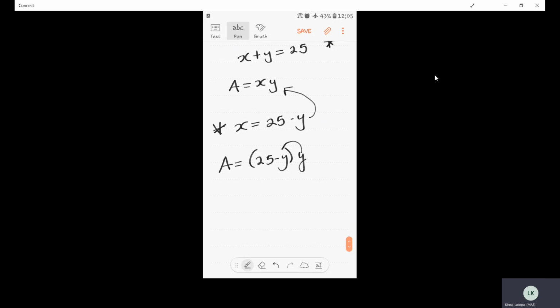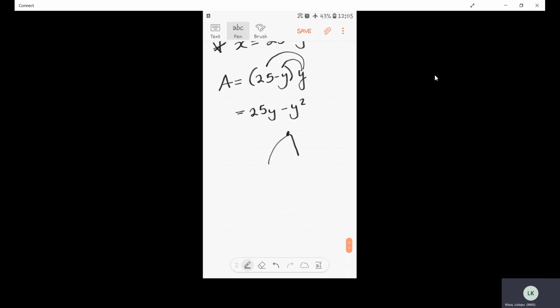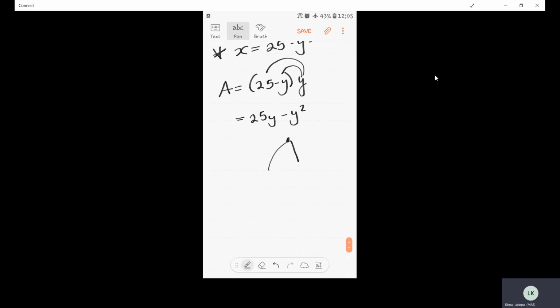Then we'll multiply that. So this gives me 25y minus y squared. So again, from drawing our conic sections, remember that this is a parabola that opens downwards, so it has a maximum point. So even before I test it, I already know I'm on the right track because I'm going to get a maximum point.